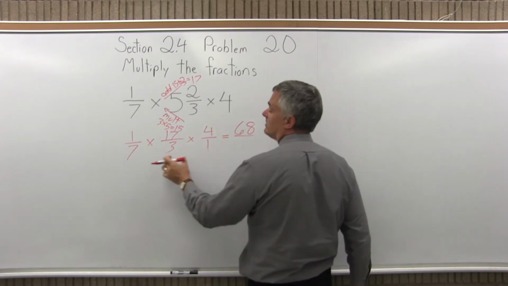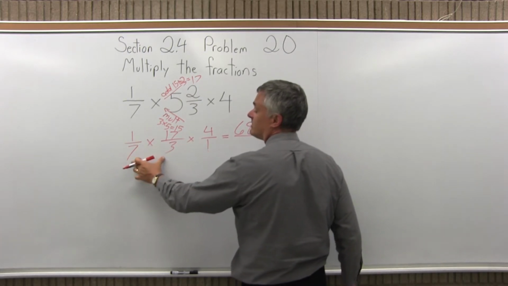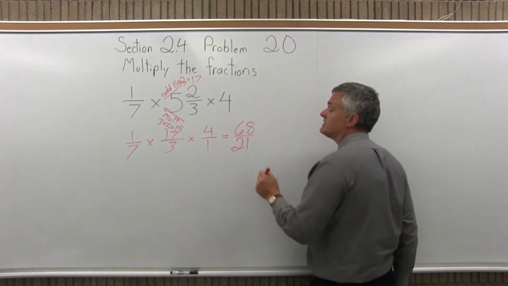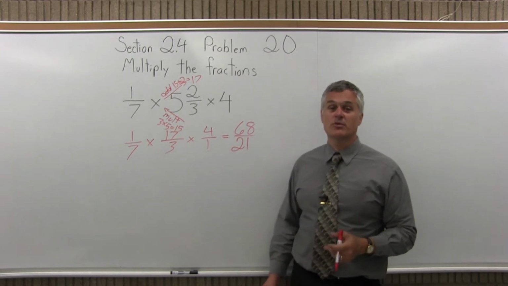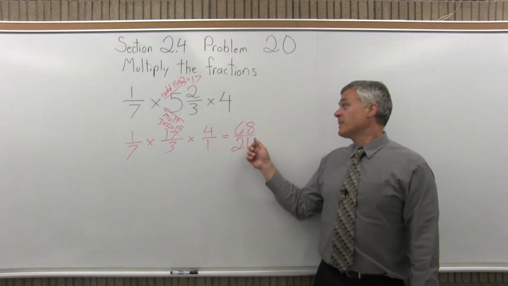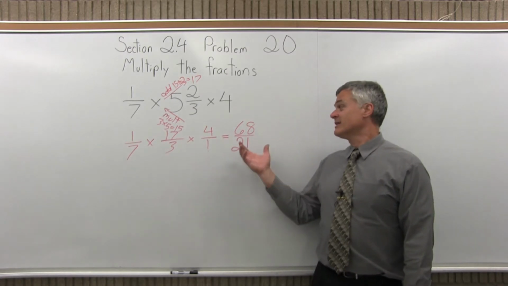Now the bottom is a little easier. 7 times 3 times 1 is 21. 7 times 3 is 21. Then 21 times 1 stays 21. So I have 68 over 21. Now that's an improper fraction because the numerator is larger than the denominator. But if the instructions for the problem don't specifically say that you can't leave it that way, then it's good.